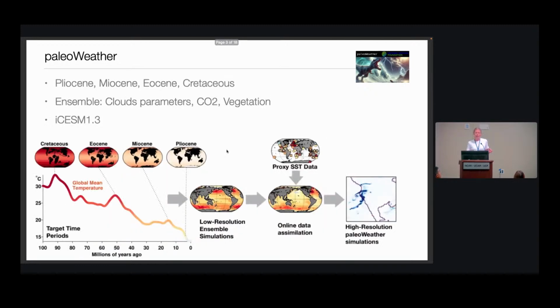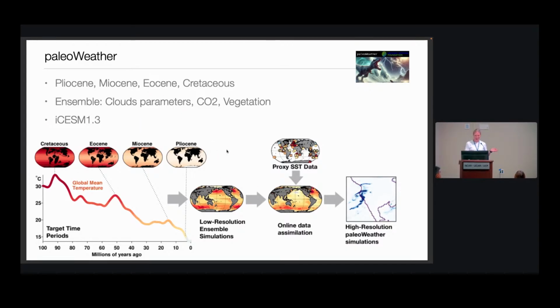So to do this, as Maya already nicely said, we need a big ensemble. And we're going to do different warm periods. I'm sorry, so we're going to do the Pliocene, Miocene, Eocene, and Cretaceous.